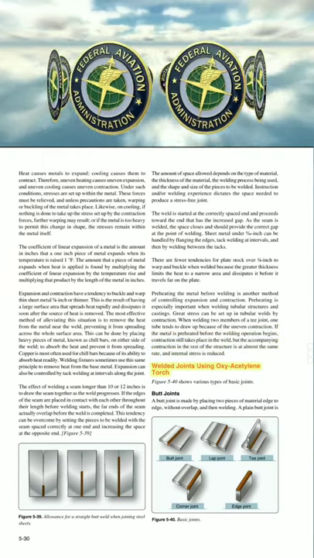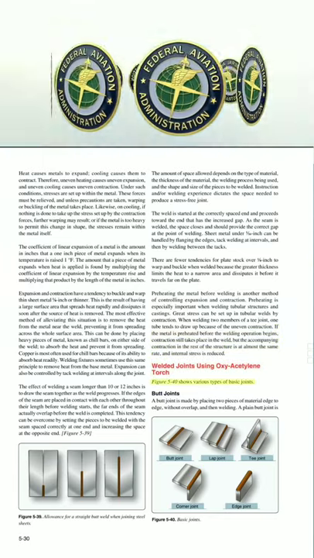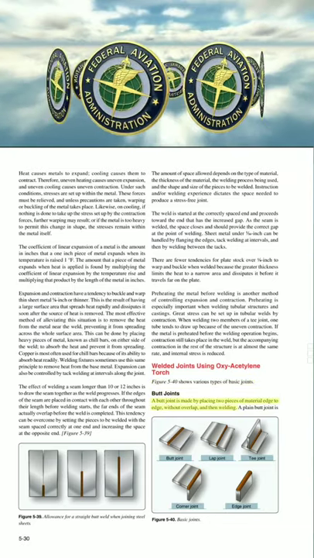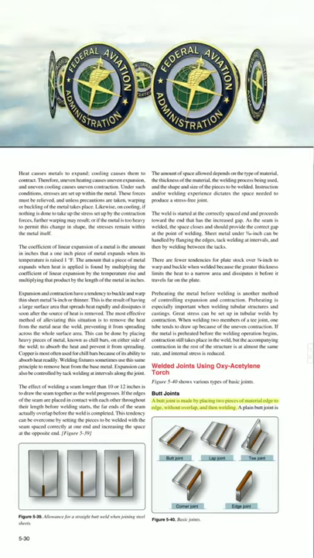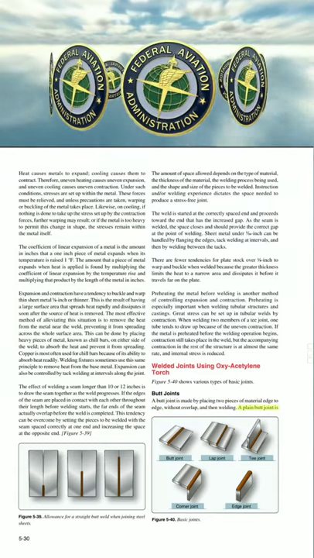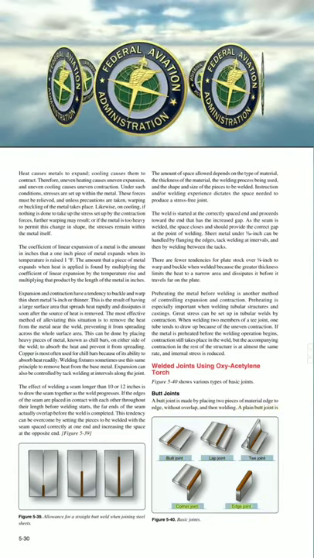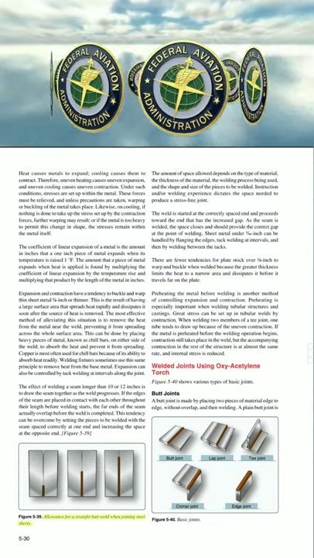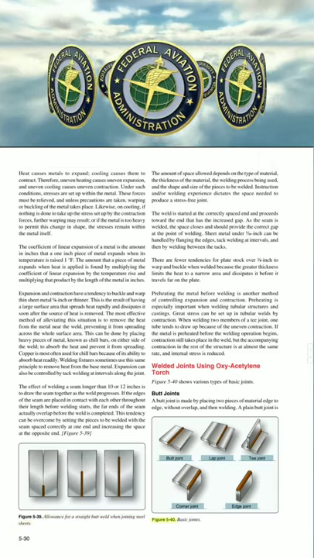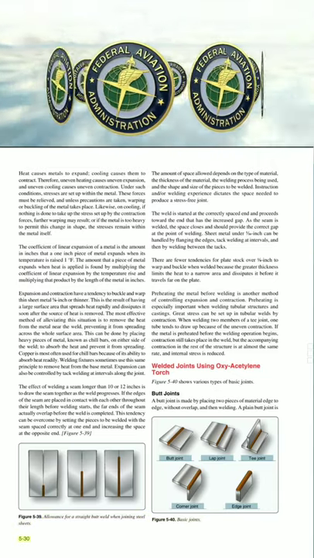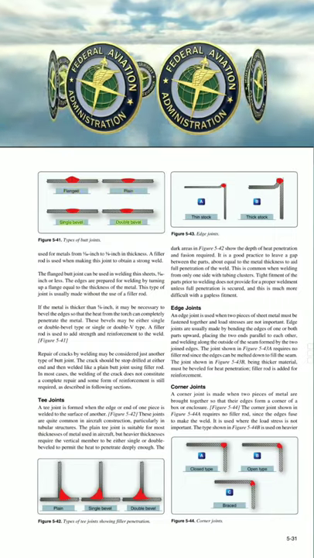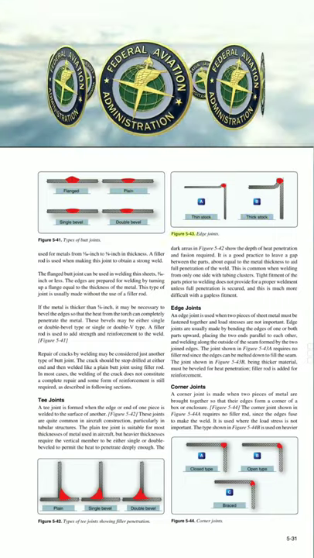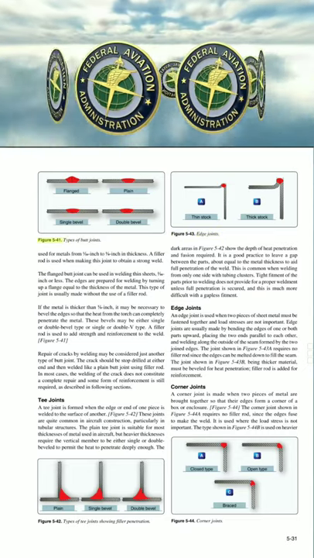Welded joints using oxyacetylene torch. Figure 5-40 shows various types of basic joints. Butt joints. A butt joint is made by placing two pieces of material edge to edge, without overlap, and then welding. A plain butt joint is shown. Butt joint, lap joint, T joint, corner joint, edge joint. Figure 5-39. Allowance for a straight butt weld when joining steel sheets. Figure 5-40. Basic joints. Flanged plane. Single bevel, double bevel. Thin stock, thick stock. Figure 5-43. Edge joints. Figure 5-41.